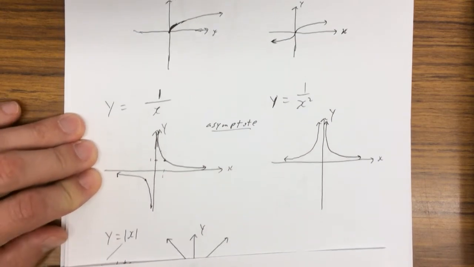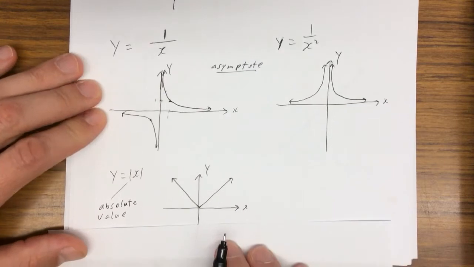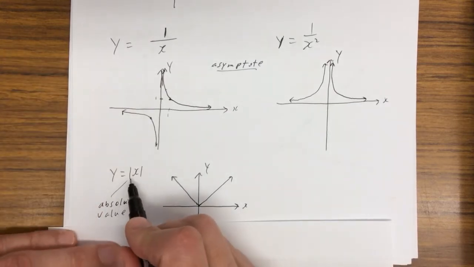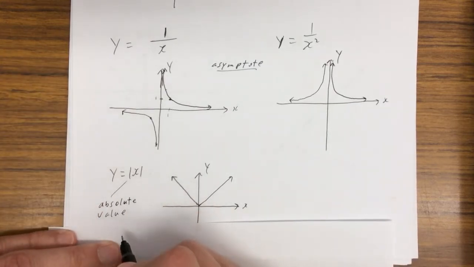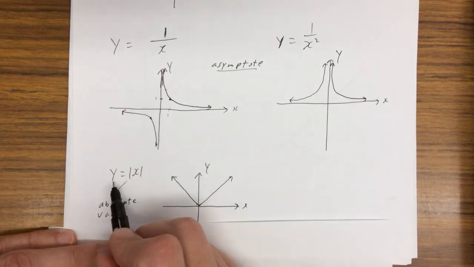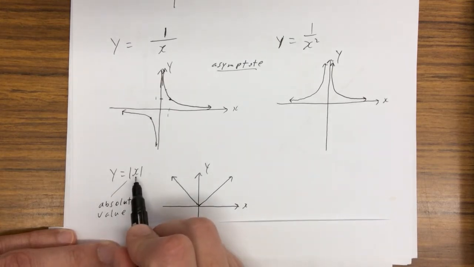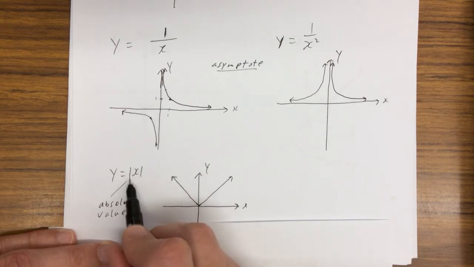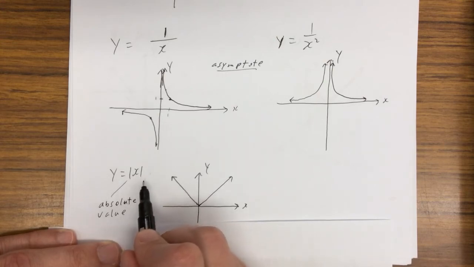And then the last one we're going to look at here is the absolute value graph. So absolute value, these bars beside the x, means make everything positive. So if x was 1, it just stays as 1. But if x is negative 1, the absolute value of negative 1 is positive 1. So when x is negative 1,000, it's positive 1,000. When x is 1,000, it stays 1,000.